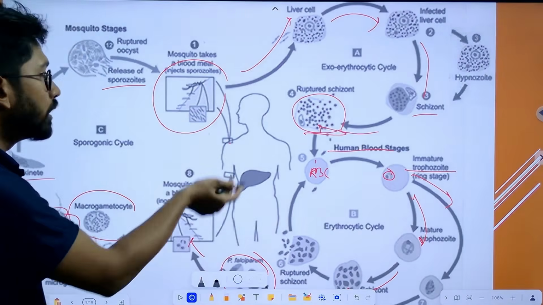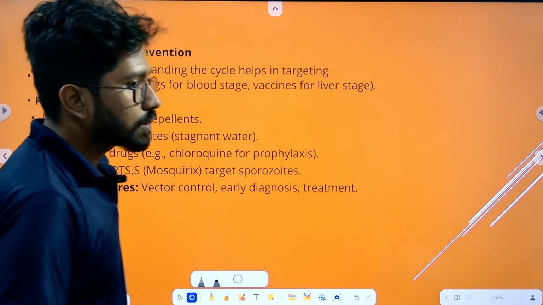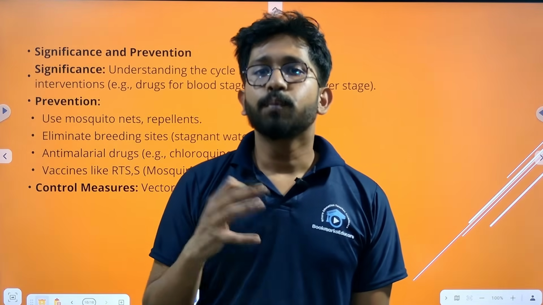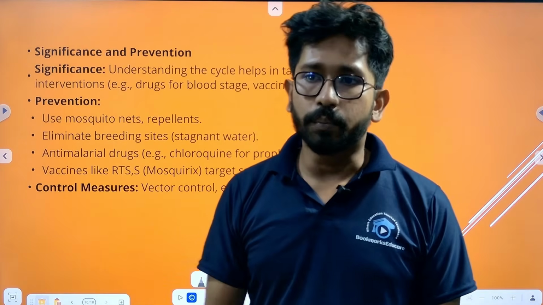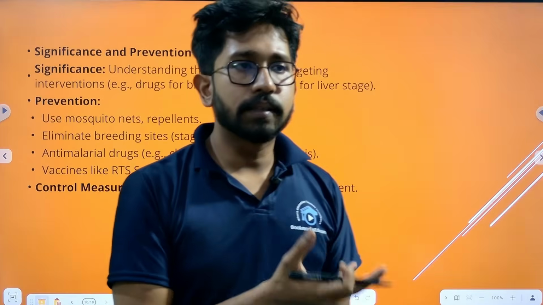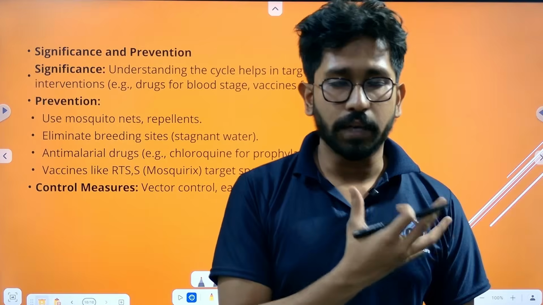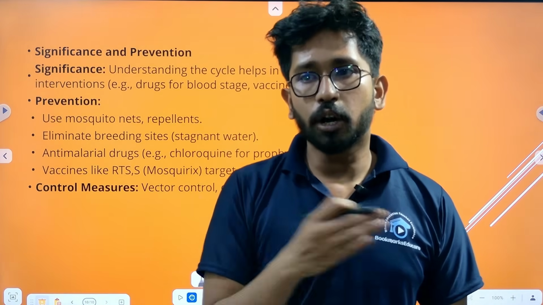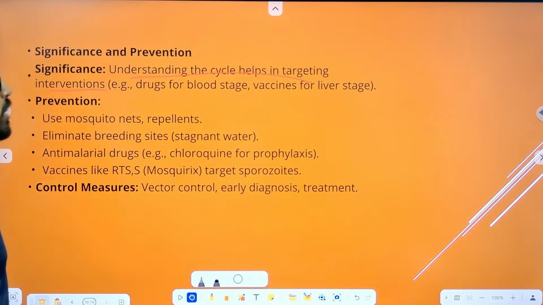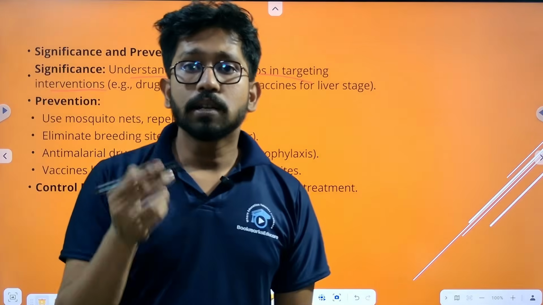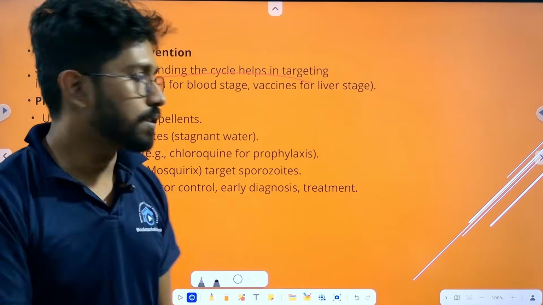Significance and prevention. So significance, of course, malaria is a disease which affects people throughout the world, and it is one of the diseases with the highest mortality rate. Although it is prevalent in the tropical region, because this tropical region is a very suitable habitat for mosquitoes. Because there are many more mosquitoes, the number of infected patients also increases. So understanding the cycle helps in targeting intervention, meaning we will use specific drugs based on the life stage in which the Plasmodium is existing.